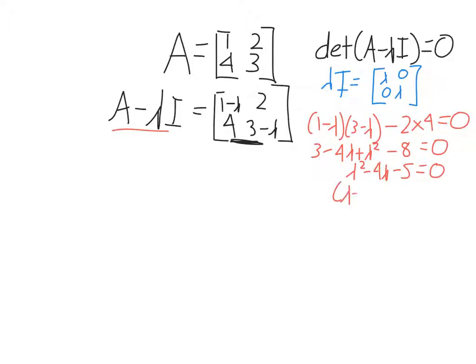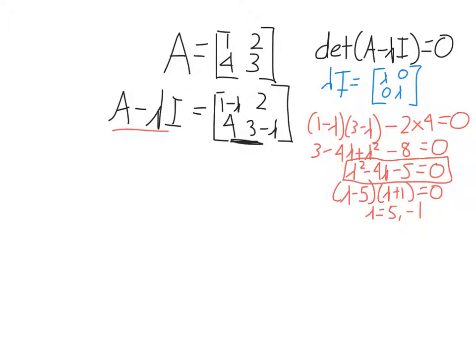Two numbers that multiply to -5 and add to -4. And then to solve it using the null factor law, I get lambda equals 5 or -1. So they are the two eigenvalues of this matrix, 5 and -1. So this is the characteristic polynomial of the matrix.